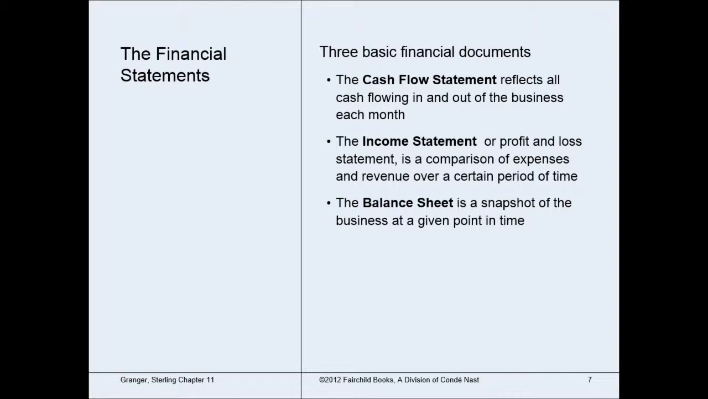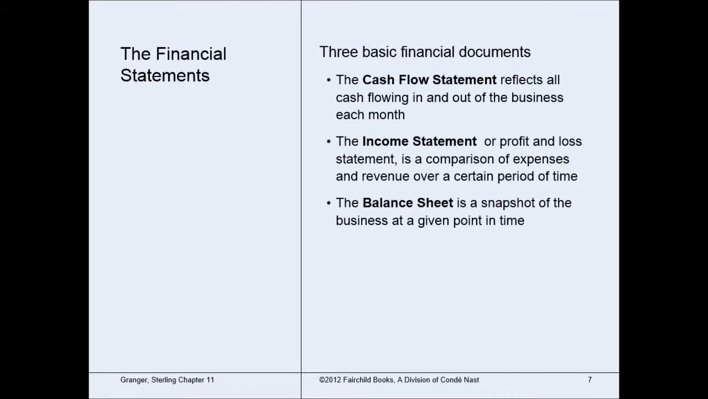So the first one is the cash flow statement, and it reflects all cash flowing in and out of the business each month, and it allows the owner to understand how the business's operations are running and where money is coming from and how it is being spent. And it does not include the future amount of incoming and outgoing cash recorded on credit, so it's different from net income.